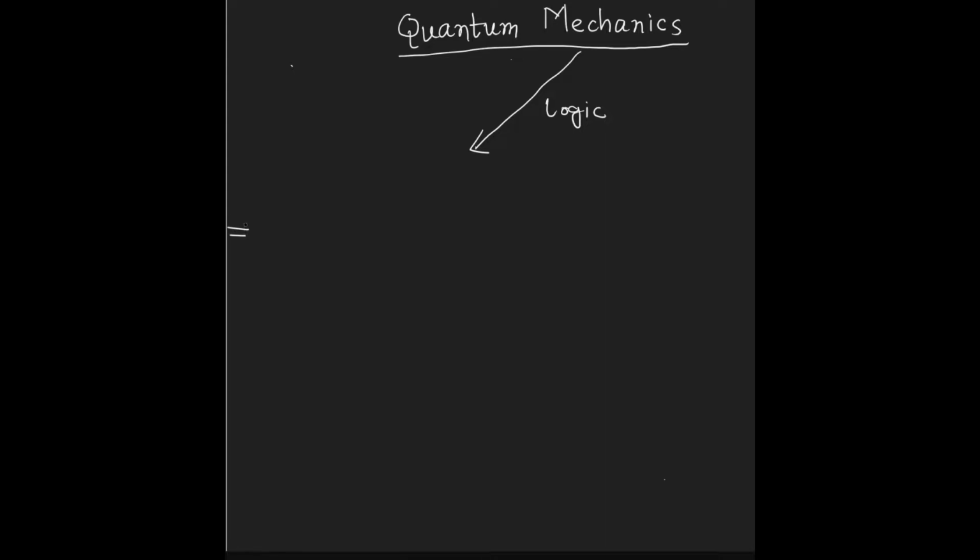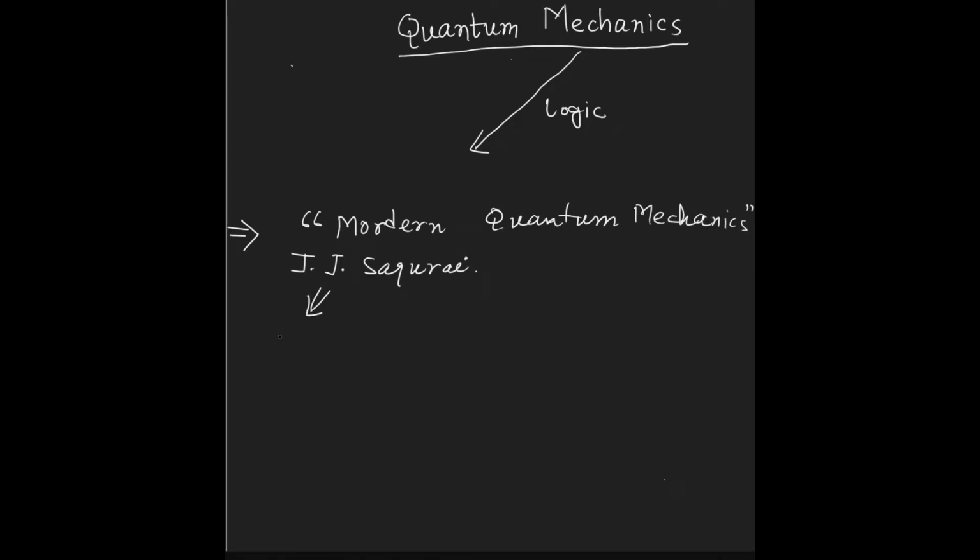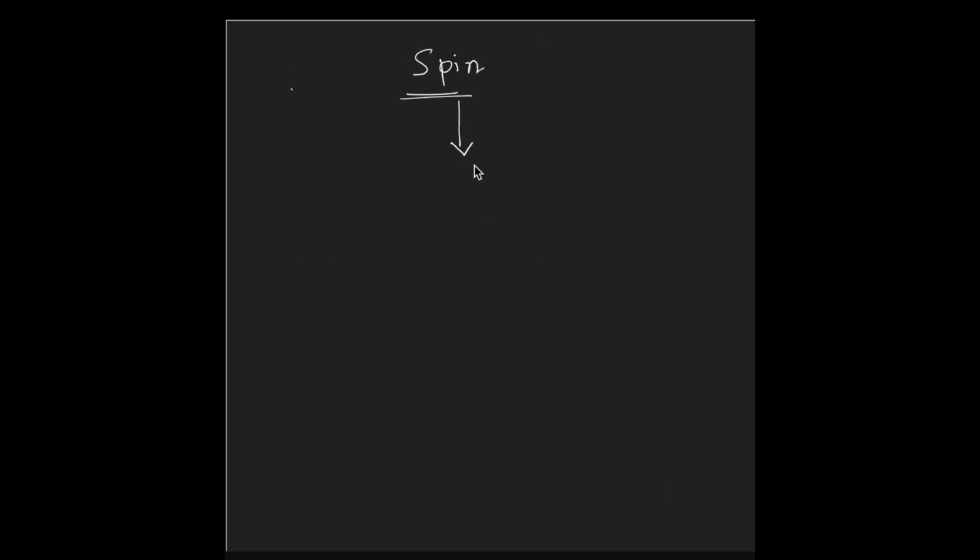So for that, we are going to follow the approach of the book named Modern Quantum Mechanics by J.J. Sakurai. In this book, they start quantum mechanics from a concept which has no classical analog, that is spin. We are also going to start quantum mechanics from the same concept, and after learning a little bit of quantum mechanical concepts, we are going to solve problems from the same book, Modern Quantum Mechanics by J.J. Sakurai. Spin was experimentally first observed in the Stern-Gerlach experiment.